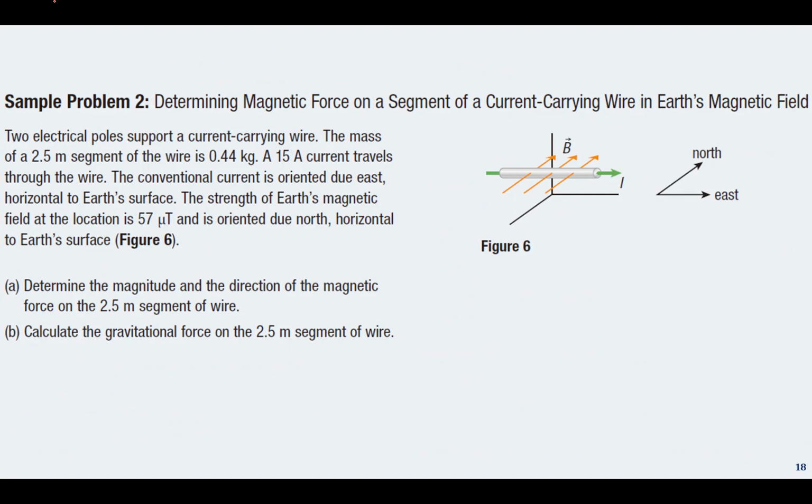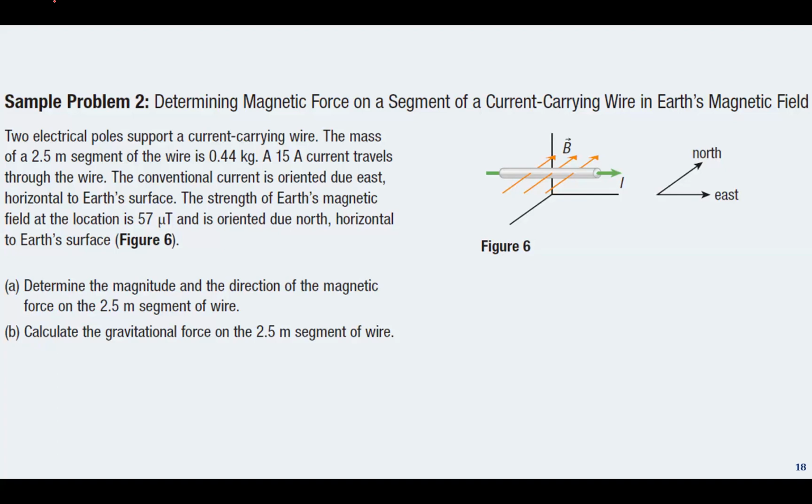Here in this scenario, two electrical poles support a current carrying wire. The mass of a 2.5 meter segment of the wire is 0.44 kilograms. A 15 ampere current travels through the wire. The conventional current is oriented due east, horizontal to Earth's surface. The strength of Earth's magnetic field at the location is 57 mu Tesla and is oriented due north, horizontal to Earth's surface, which is shown here in figure 6.